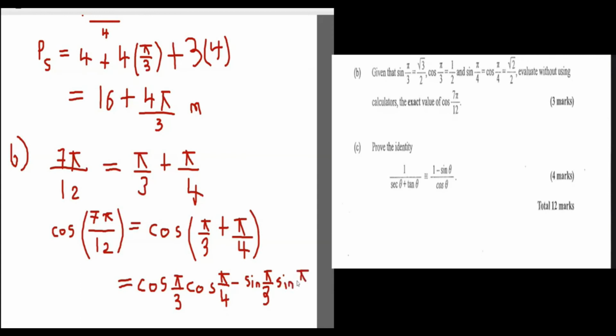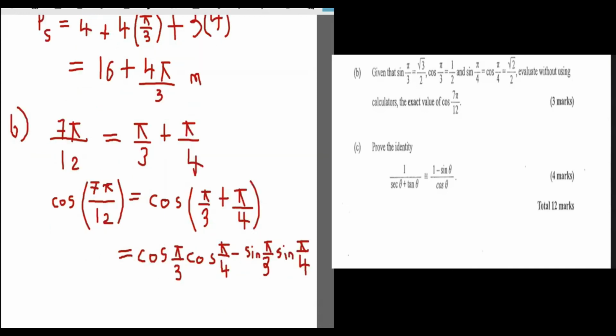Nice and easy. So you have to go back through your trig ratios and your trig identities. Make sure you know all trig ratios for sine, cosine, tan. And you need to also know your trig identities. So let's finish this now.